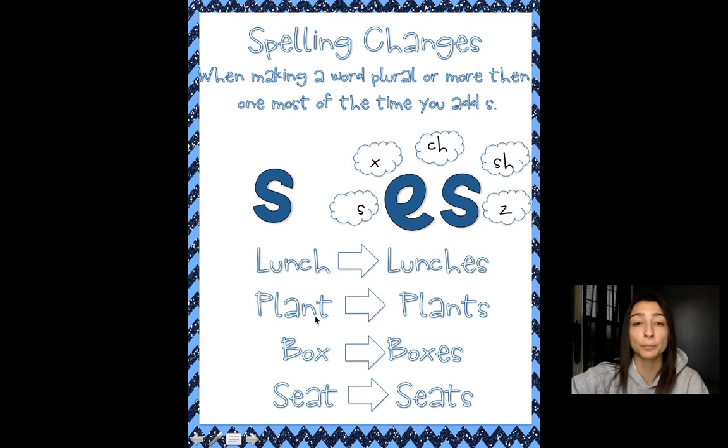And then I have the word plant. I see that it ends in a T. Now, T is not one of my options up here, so all I'm going to do is just add an S to it. I have the word box. I see that it ends in an X, and I see an X up here. So to make it boxes, you have to add an ES. And last, we have the word seat. It ends with a T as well, just like plant, and we do not see the T up here. So we know we only have to add an S to make it seats.